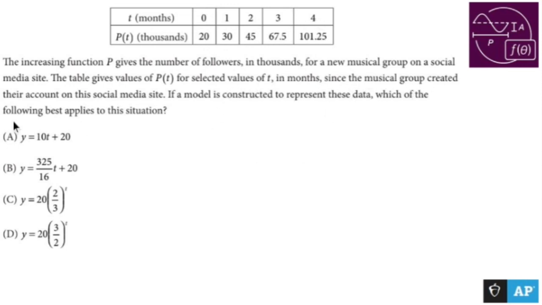Since the musical group created their account on the social media site, I already read that. If a model is constructed to represent these data, which of the following best applies to this situation? So these go up by 1. I'm not going to overthink that. What I'm going to do is rewrite the p of t values down here, and I'm going to try to find a pattern.